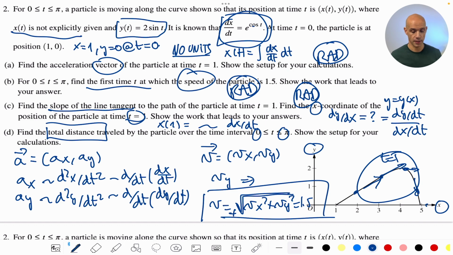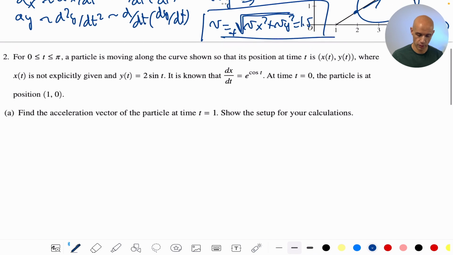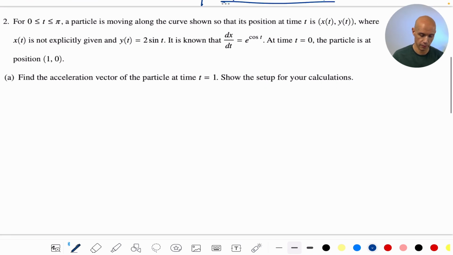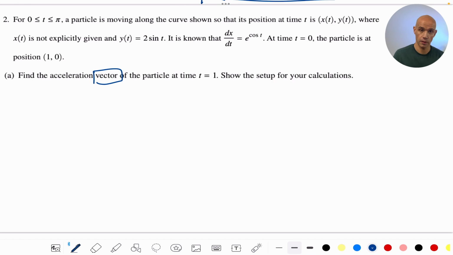Or just stay and see how we solve each of them. So let's go for the first question. We have to find the acceleration vector, right? So that's the key word here, vector.